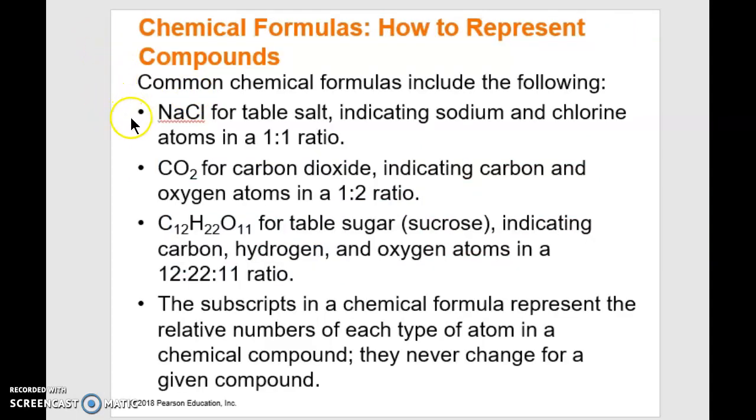All right, let's look at these. So we already discussed NaCl. It's a 1-to-1 ratio. We have 1 of each. Carbon dioxide, and we're going to learn how to name these later, CO2, we have 1 carbon, 2 oxygens. All right, this is sugar. You'll have 12 carbons, 22 hydrogens, 11 oxygens. So that's how it's always going to be, and you can always tell how many of each atom are in a compound based on the subscripts.